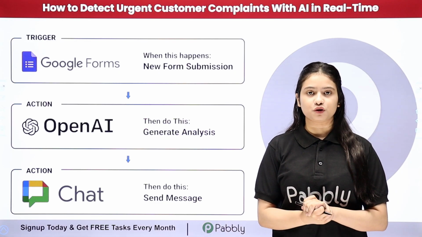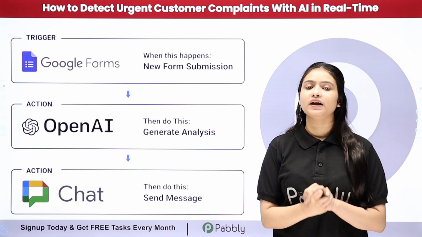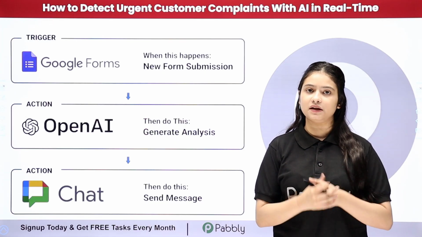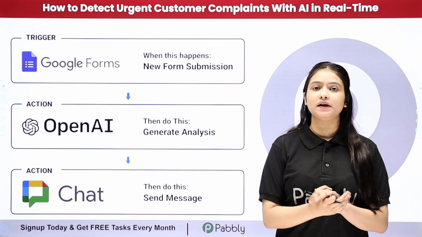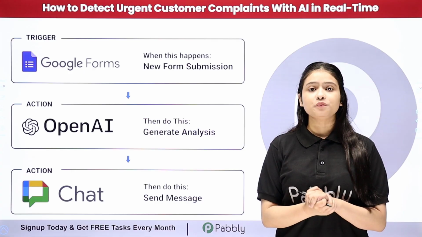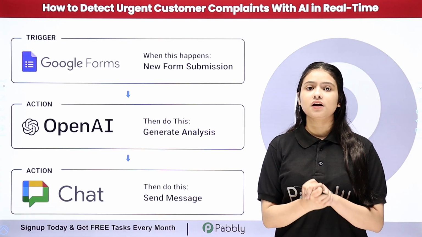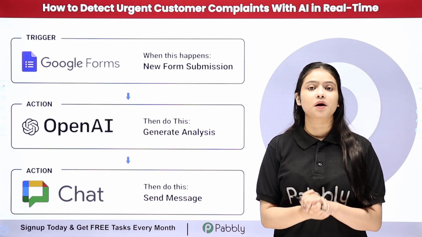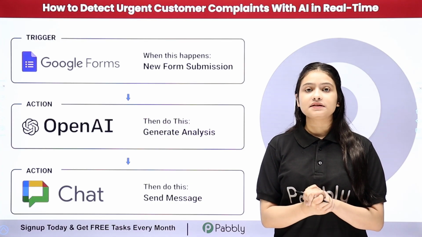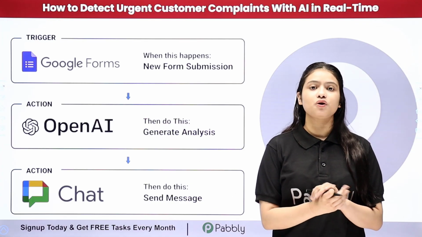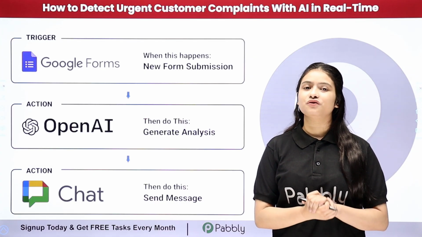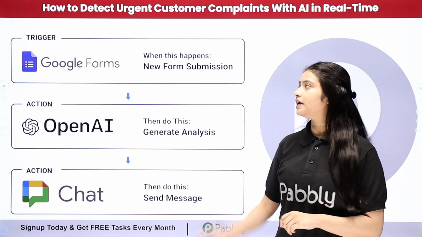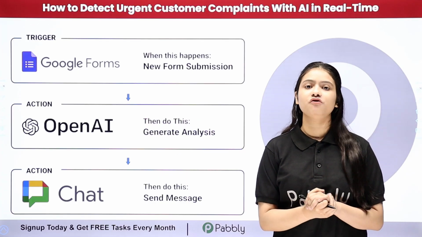Therefore, I have decided to automate this entire process with the help of my AI agent, that is OpenAI and Pabbly Connect. Now, every time a customer submits my Google Form regarding a complaint about the product or an issue, automatically my AI agent is going to detect the complaint and analyze whether it is urgent or not, and the same message is going to be sent to my team members on Google Chat Space. To automate this entire process, I'm not going to use any kind of coding and programming skills. I will be integrating all these applications with the help of Pabbly Connect.